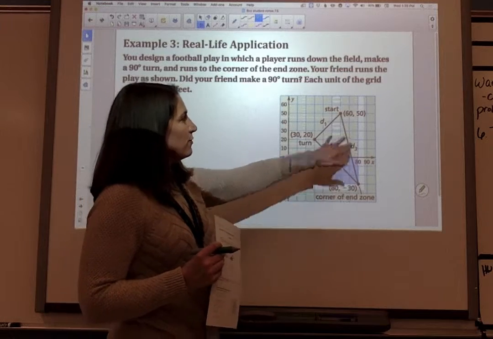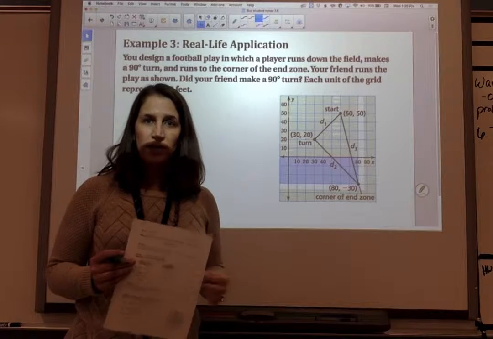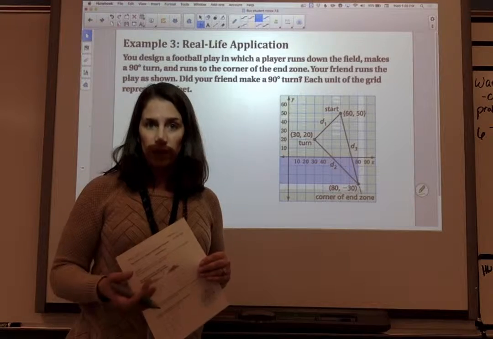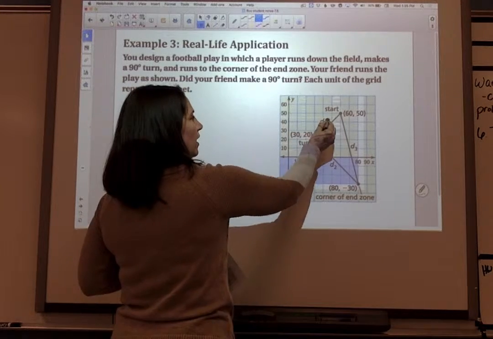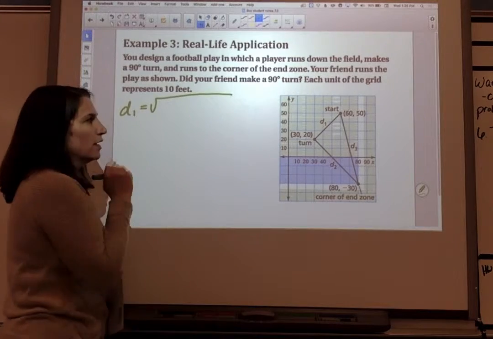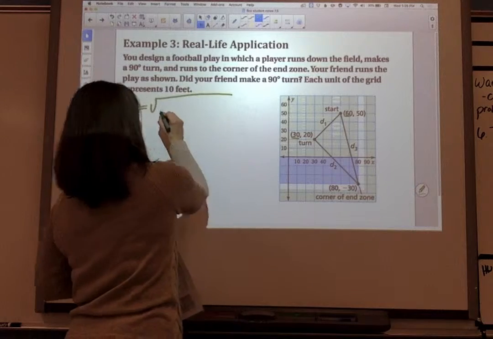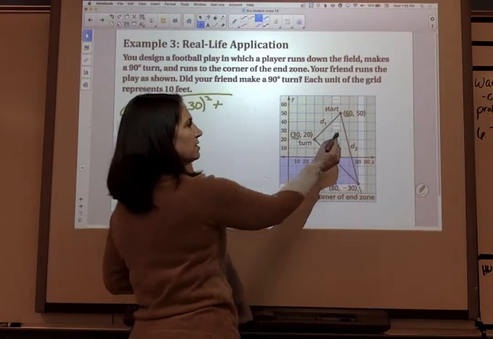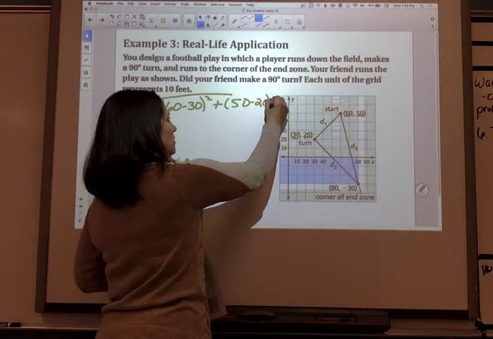We need to use the distance formula to find the lengths of each of these sides, the 2 legs and the hypotenuse, and then we'll use the Pythagorean theorem to determine if it really was a right triangle. So let's start with finding the distance for D1. D1 equals the square root. We're going to subtract our x values, so we're looking at 60 and 30. So 60 minus 30 squared plus our y values are 50 and 20, so 50 minus 20 squared.